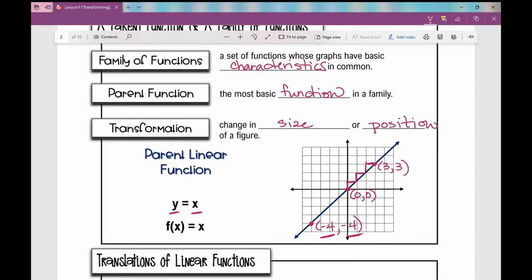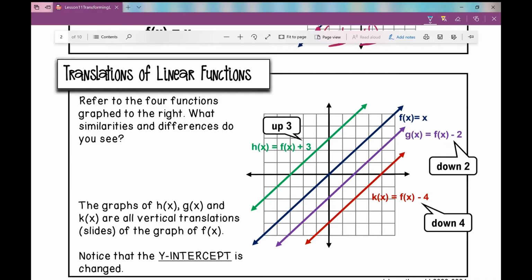And now let's look at translations of linear functions. We're looking at translations of linear functions, so I want to refer you to the 4 functions graphed in this coordinate plane. What similarities and differences do you see? I would encourage you to pause the video and write down some similarities and differences. So you probably came up with that all functions have the same slope. That's a similarity. All functions have the same slope, and that slope is up 1 over 1, rise 1, run 1. So the slope is 1.